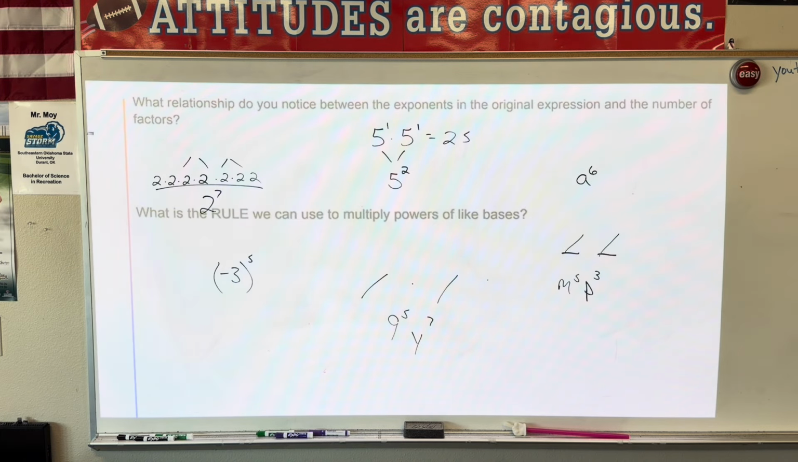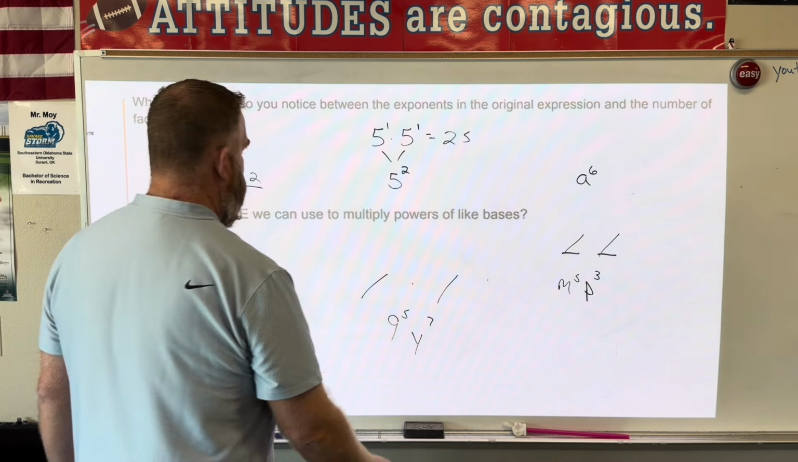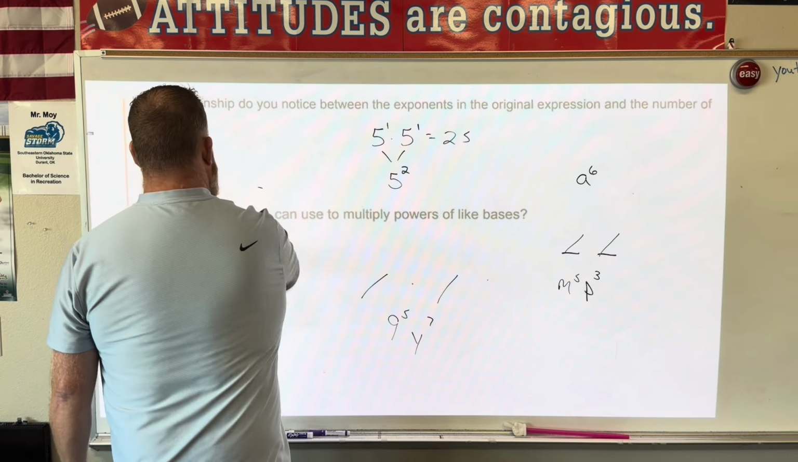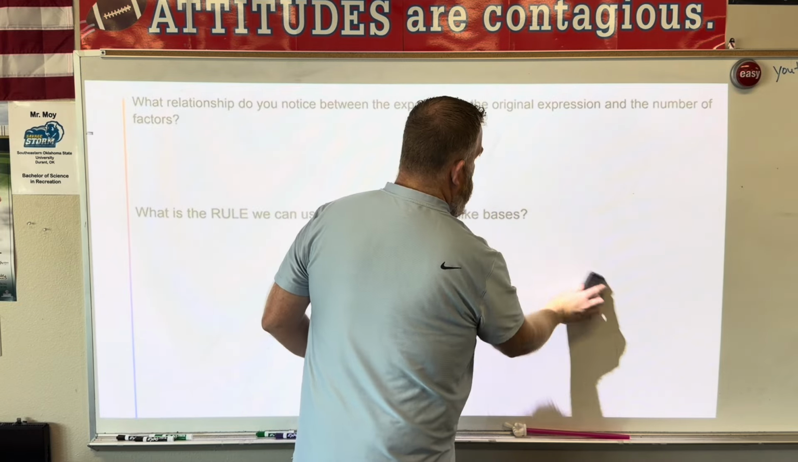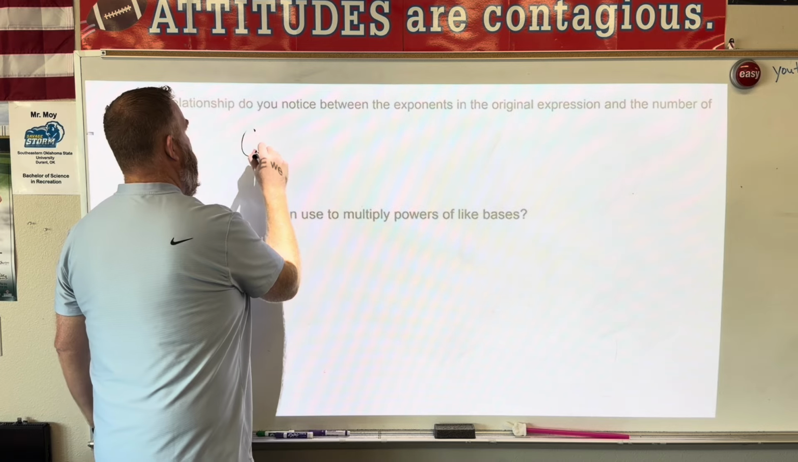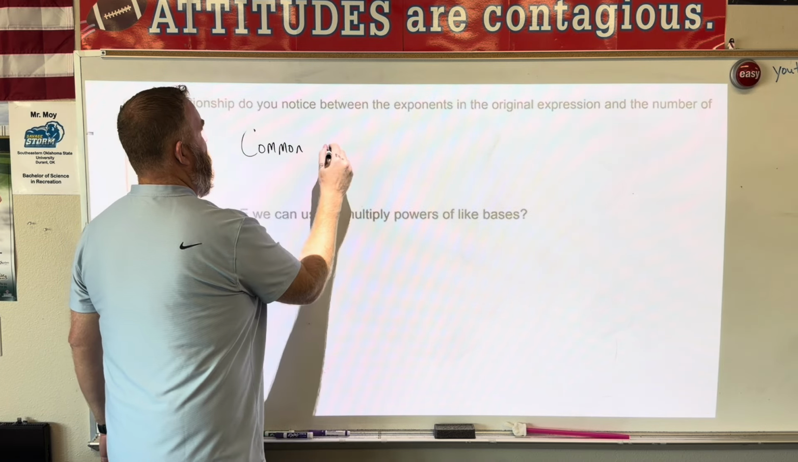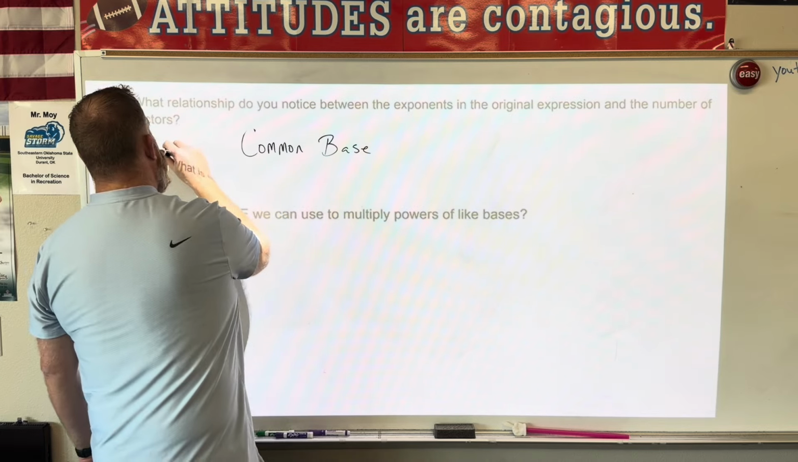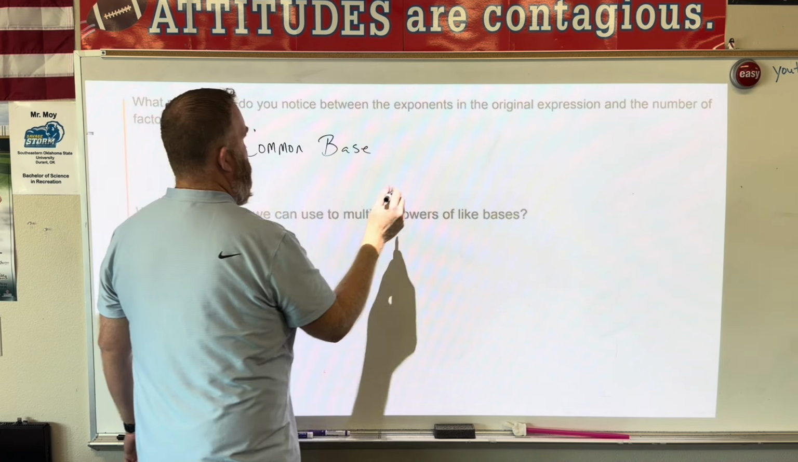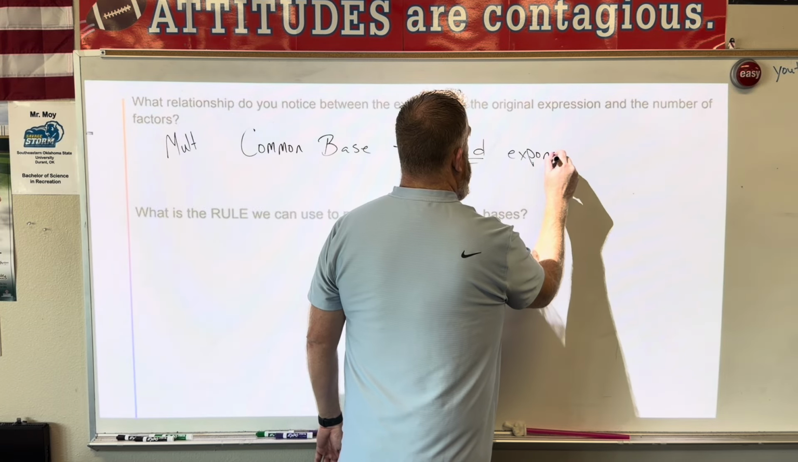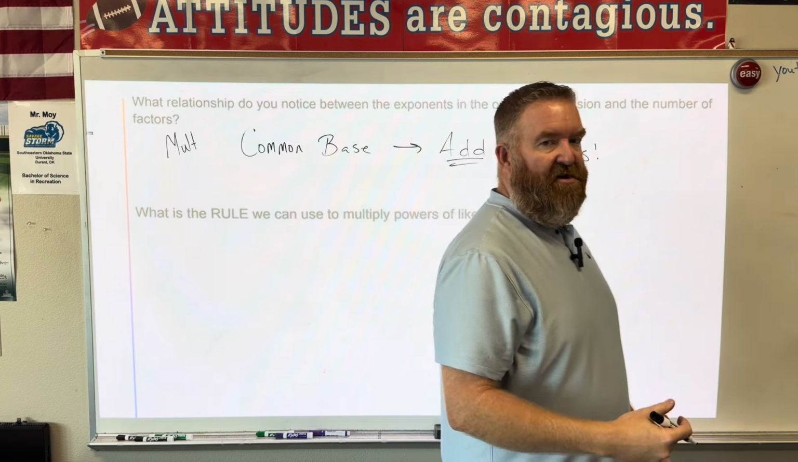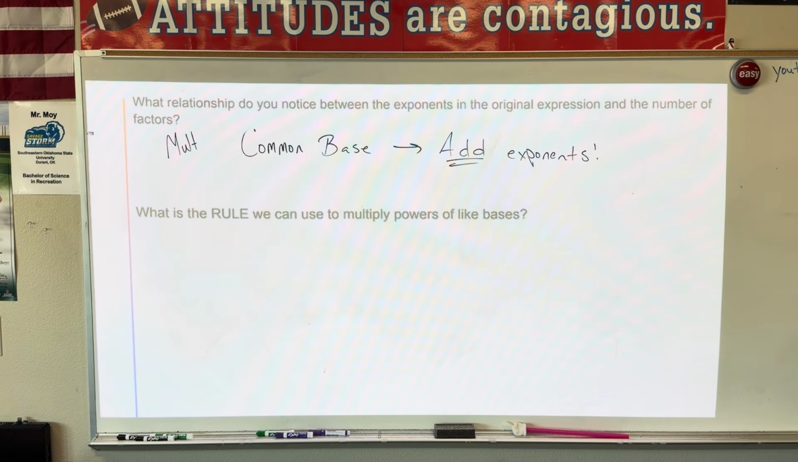All right. So what did you notice about the relationship between the original? What did we do, guys? What did you tell me to do? When we have a common base, what did we do? When you multiply with a common base, you add the exponents. This is very important. When you multiply with a common base, you have to add the exponents. That is rule number 1 that I want you to learn today. When you multiply with a common base, what do you do?